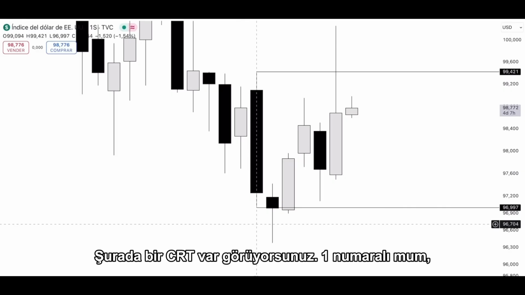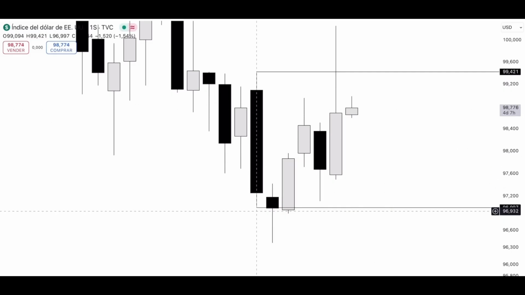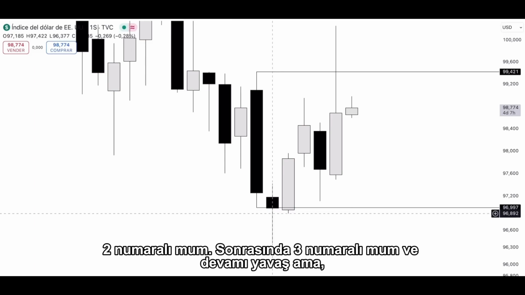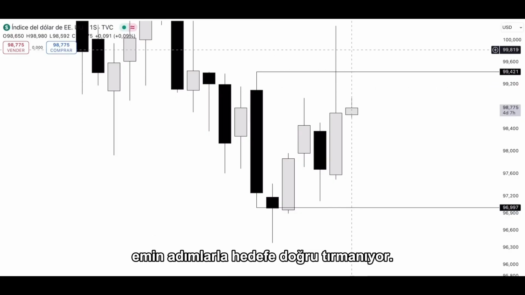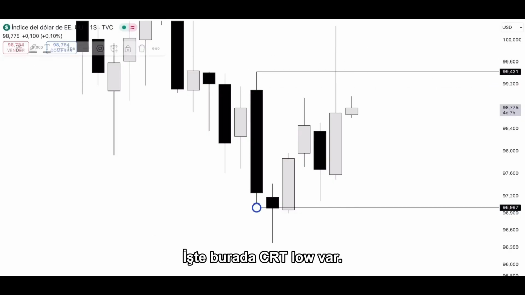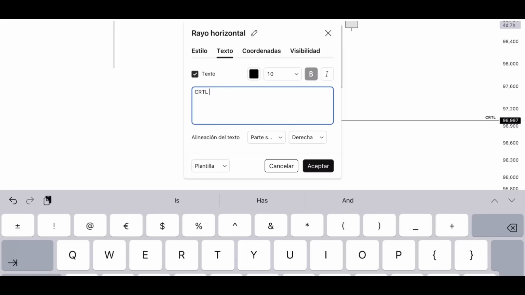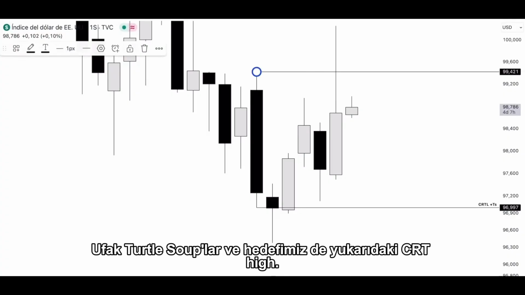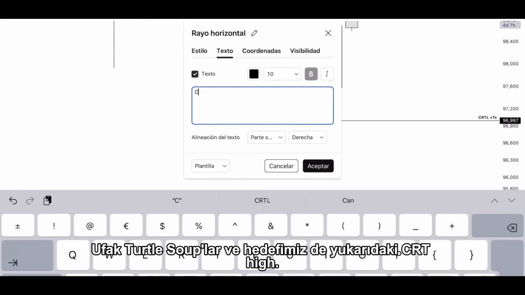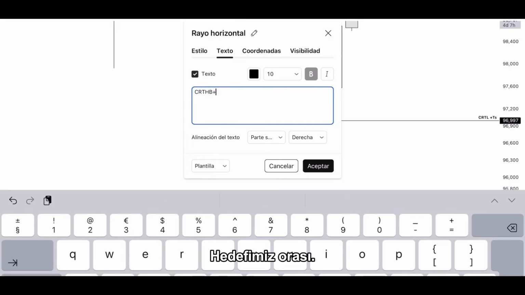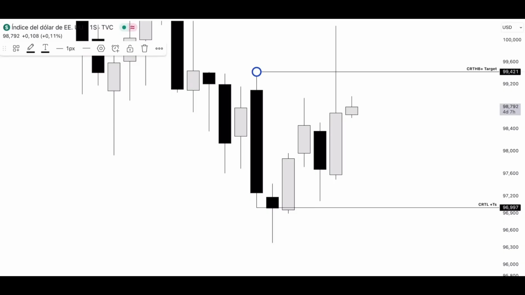So we have the CRT over here, candle number 1, candle number 2, and then candle number 3 onwards are all slowly but surely working their way up to the target. So you got here CRT low, turtle soup, and then you got CRT high is the target. Let's be professionals. For once.